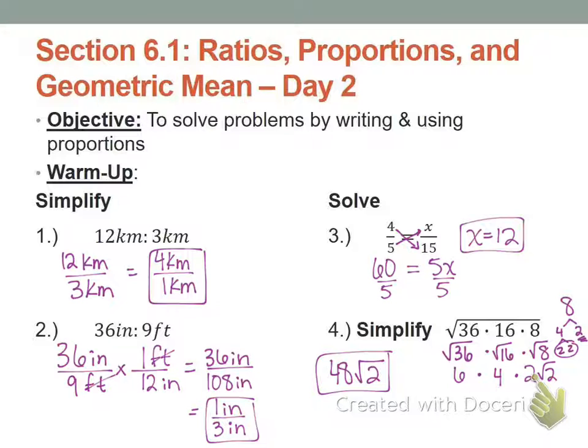Could I simplify this further and write a 96? Why can't I multiply the 48 and the 2? Good. The 2's under a radical. The 48 is not. So they are separated. You cannot multiply them together. Anything else? Ready to keep going? Some people seem to be.